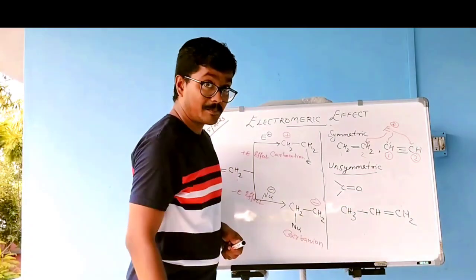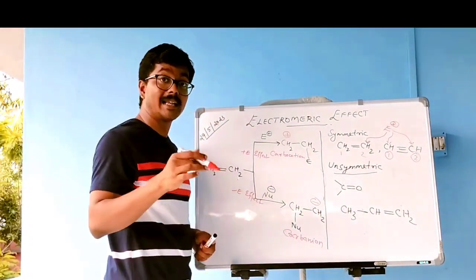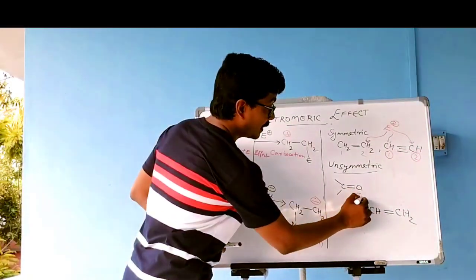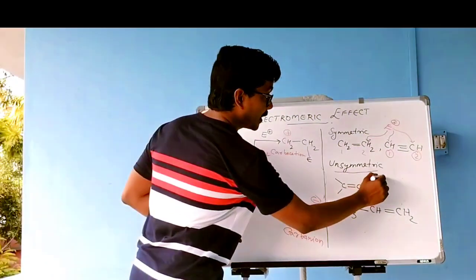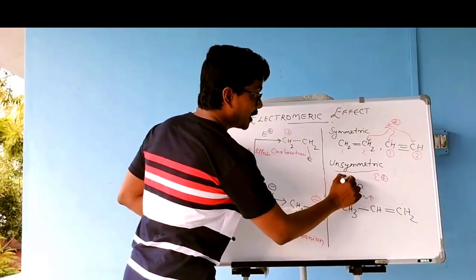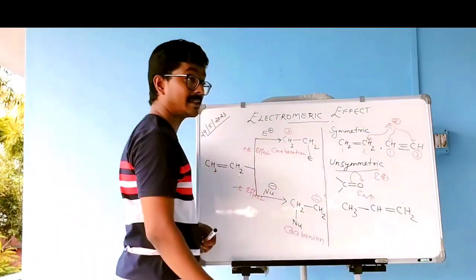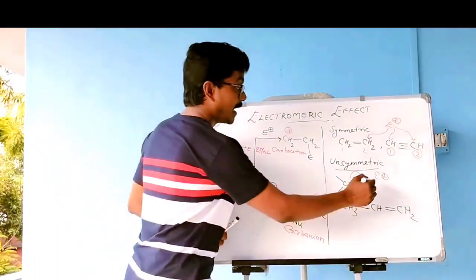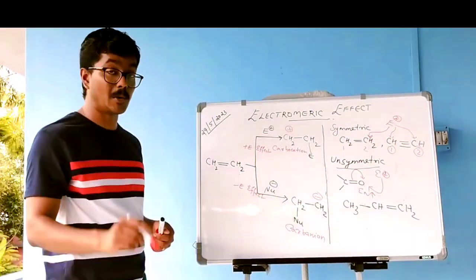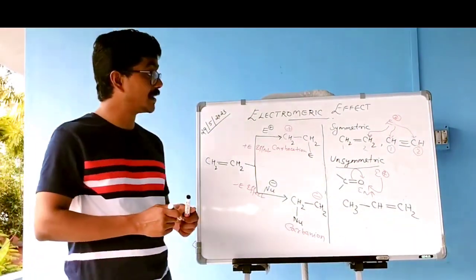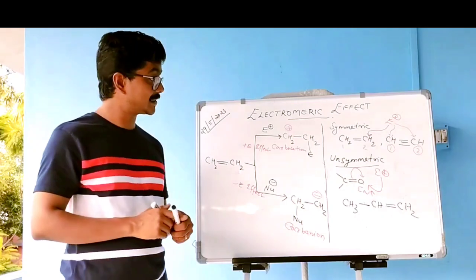But consider a ketone or an aldehyde. Here an oxygen is there. Oxygen is more electronegative than carbon. Hence, when an electrophile approaches, the pi electrons will shift towards the electronegative oxygen atom, and the electrophile attacks the oxygen, not the carbon. This is an unsymmetric electromeric effect.